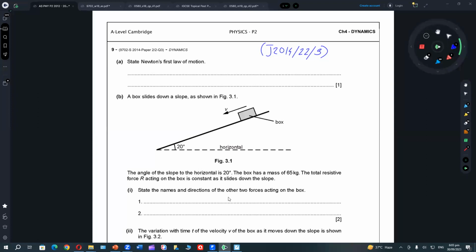I'm starting with Newton's first law of motion. Newton's first law says that the state of a system resists any change in its motion or rest state. This is actually the law of inertia. Newton said that if something is moving, it will remain moving, and if something is at rest, it will remain at rest.